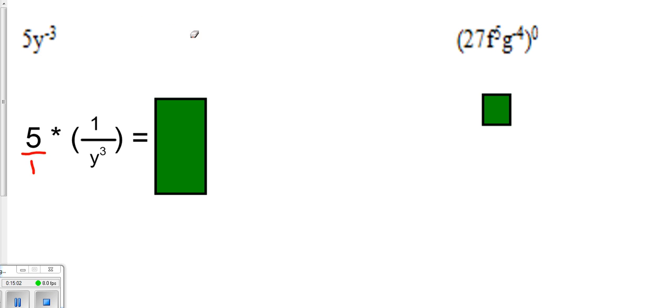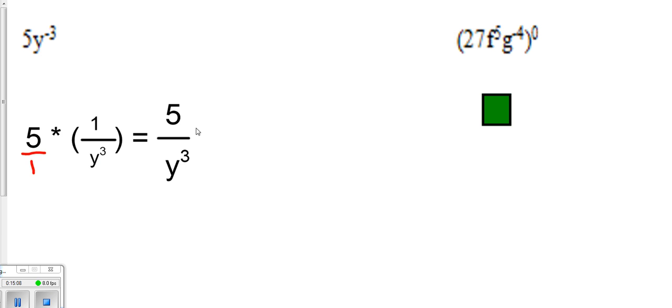So if we have 5 over 1 times 1 over y cubed, multiplying fractions just goes right across, so 5 times 1 is 5. 1 times y to the third is y to the third. So our final answer is 5 over y to the third power. We always want our end answers to have positive exponents in the end. So even if that puts them underneath like this, we just want those exponents to be positive.